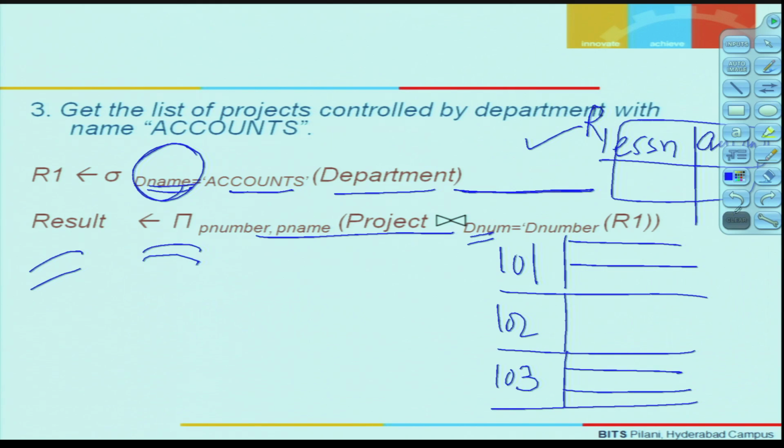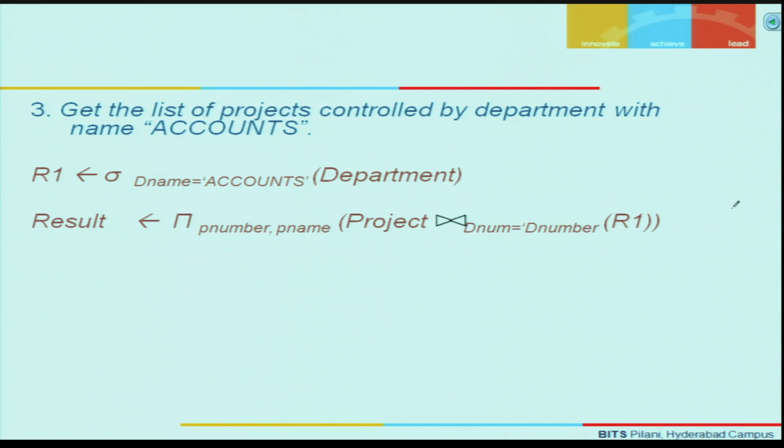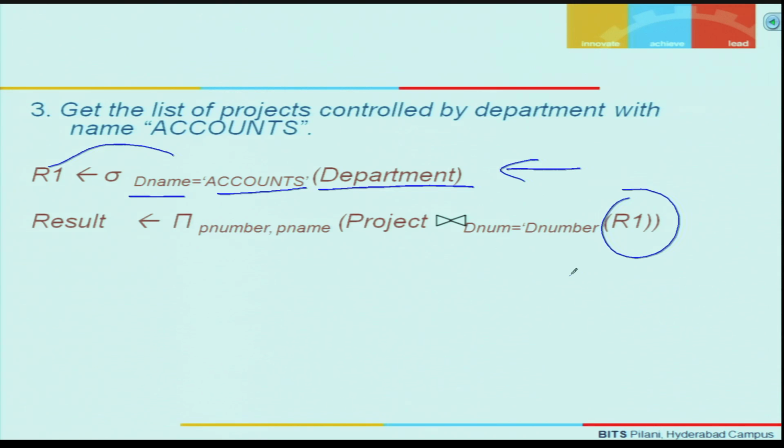The third requirement is to get the list of projects controlled by the department with name accounts. First I need to find out the department ID whose name is accounts. So I will go to the department table and select the tuples where the department name is equal to accounts. Then I will store that in a temporary relation R1.